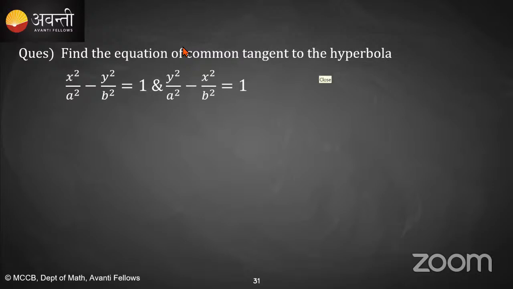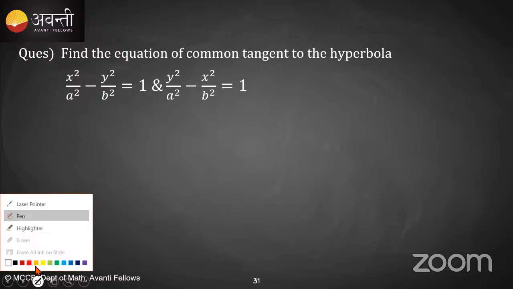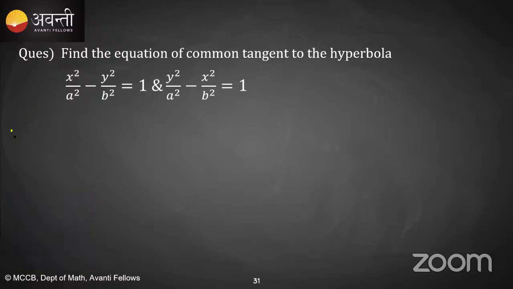Okay, so now the question is, find the equation of tangent to the hyperbola x square upon a square minus y square upon b square equal to 1, and y square upon a square minus x square upon b square is equal to 1. So you have to find the common tangent. Okay, clear? Let's solve. Clear, the question? Okay, let's start the solution.